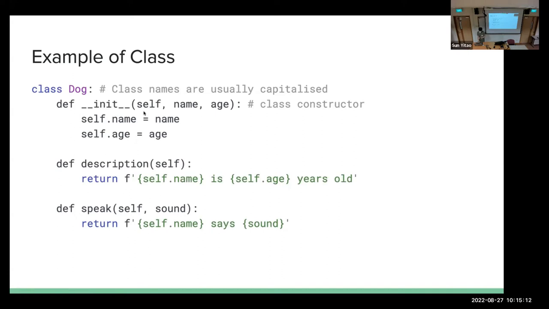You also notice that you can provide parameters on how to initiate the class, like name and age. And there's also this self keyword here, and you can notice that this self keyword appears for all the other functions as well. This is actually one of the quirks of Python, which doesn't happen in other OOP languages.